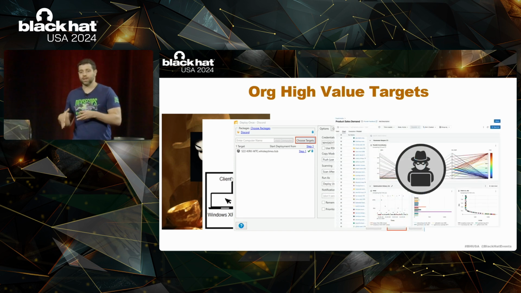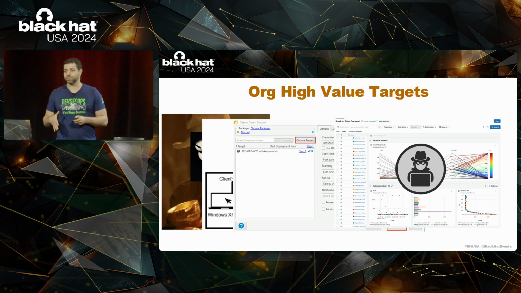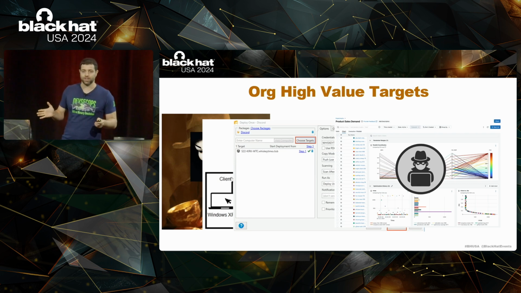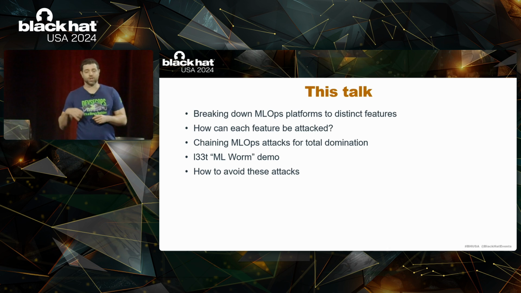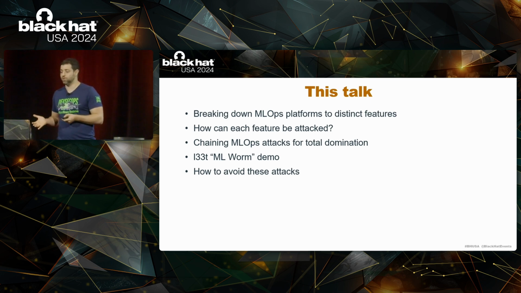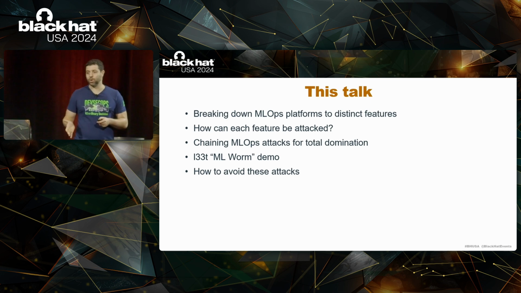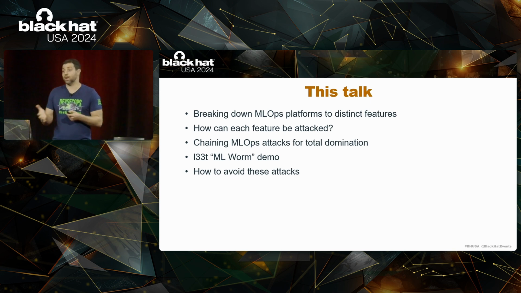What I want to argue and show you today is that MLOps platforms are a new high-value target, and hijacking them leads to massive spread. Think SolarWinds, but for AI. Okay, so today we're going to have a bit of intro about MLOps platforms. We're going to break them down into distinct features and see how each feature individually can be attacked when this MLOps platform is deployed in an organizational framework. We're going to have a fun demo where we exploit one of the zero days that we found as part of this research. And in the end, we're going to see how to avoid these attacks as well.